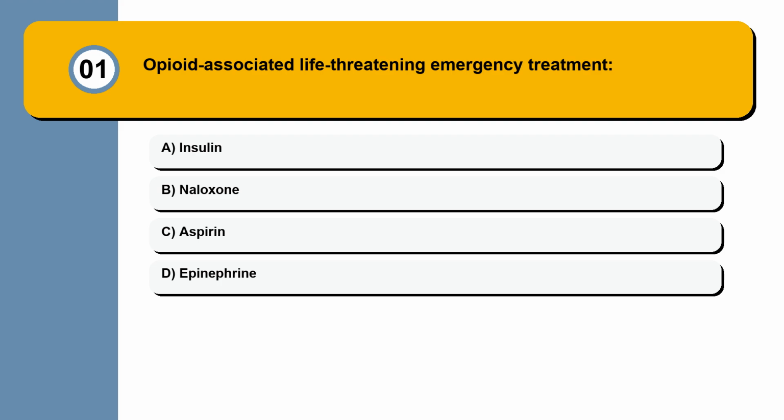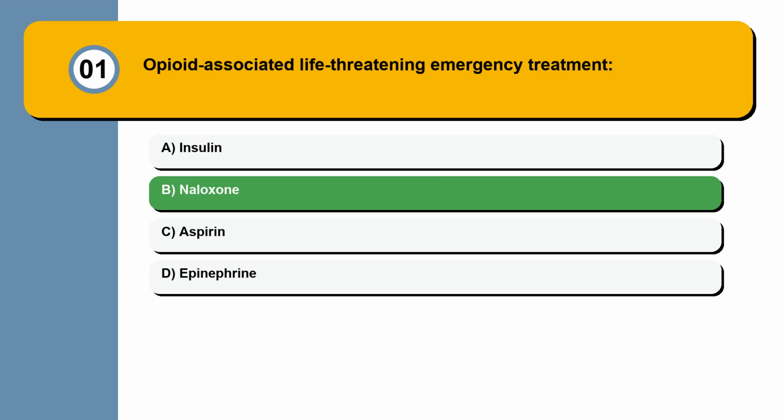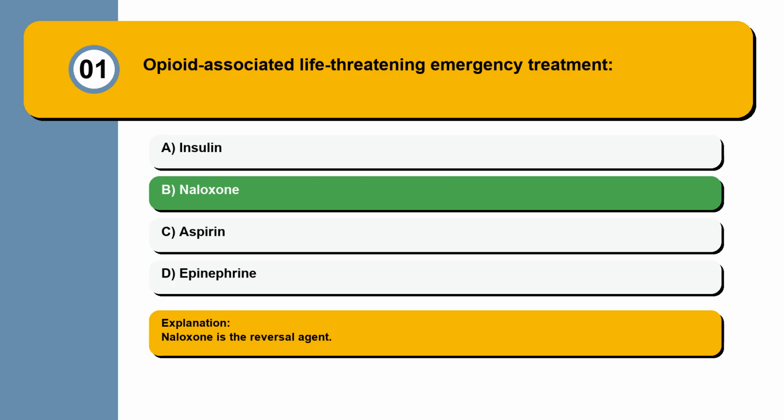Question 1. Opioid-associated life-threatening emergency treatment: insulin, naloxone, aspirin, epinephrine? Naloxone is the reversal agent.